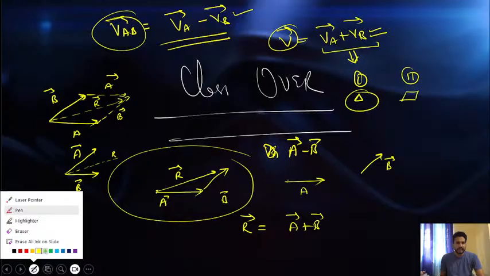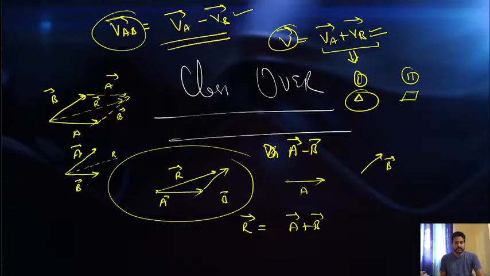Add these two vectors. In what way? Just change the direction of the B. So this is my plus B. If I write this B vector, what is this? This is actually minus B vector. I just change the direction of vector B, not the magnitude. So this direction is positive, then this direction is negative.